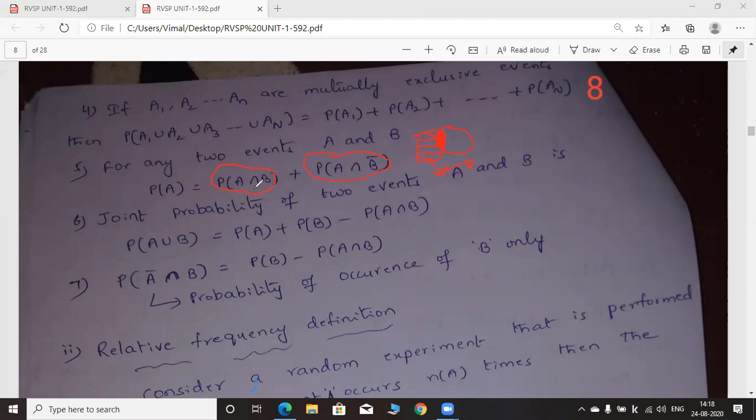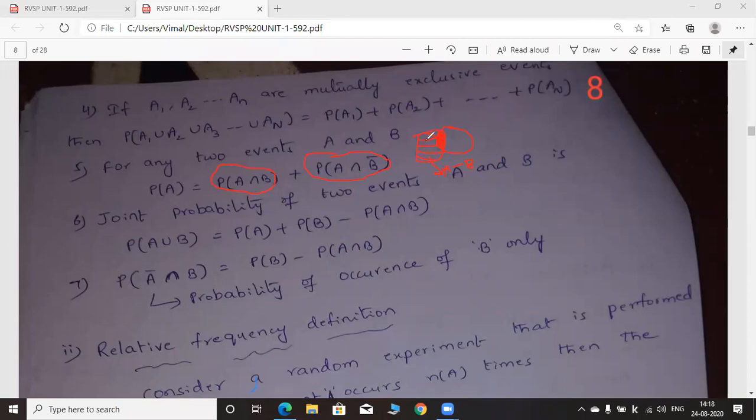What are the two probabilities? Probability of A intersection B, which means the common portion for both A and B, plus probability of A intersection B bar. A intersection B bar is also called A minus B. Probability of A intersection B bar. A minus B can be indicated in this shaded portion. In this shaded portion only.